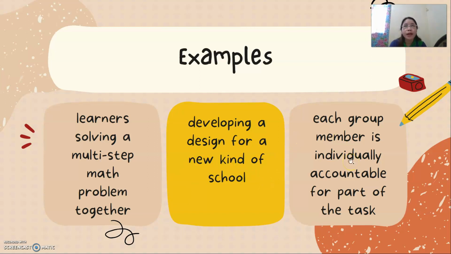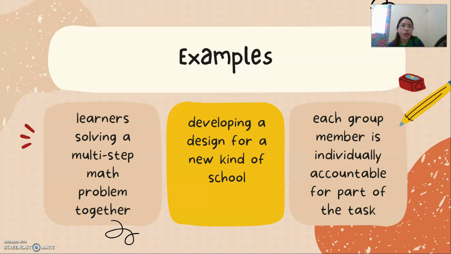So lastly, another example activity for cooperative learning is that each group member is individually accountable for part of the task. So since they will be given individual tasks, the members of the group should really work on the task given at their hands, so that the group will finish the task all together and successfully.